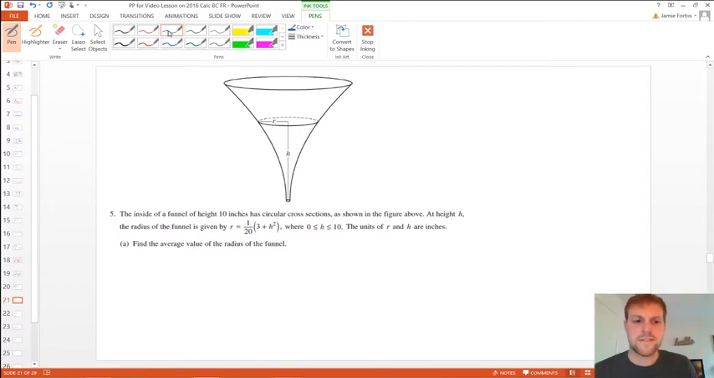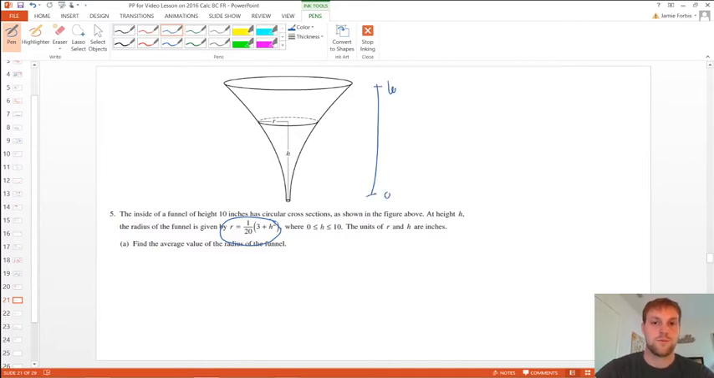It says the inside of a funnel of height 10 inches has circular cross sections, as shown in the figure above. At height h, the radius of the funnel is given by r equals... So here's your relationship with your radius to your height. The radius will always be 1/20th of 3 plus your height squared. And this is between 0 and 10, because the height is 0 all the way up to 10 of this funnel.